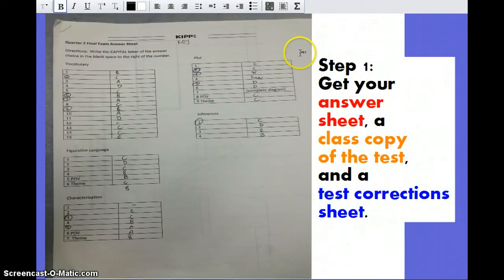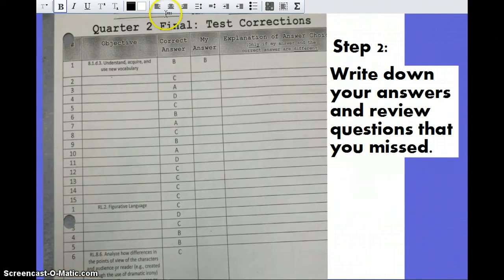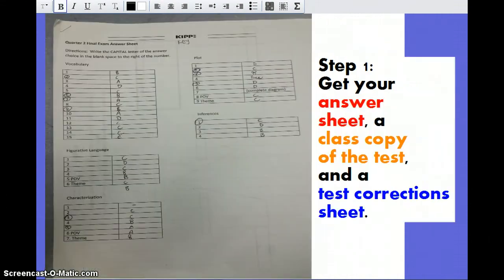So at this point, there are going to be 3 steps. First step, you need to make sure that you have your final exam answer sheet. It looks like this, it says it on the top. You also need your class copy of the test. It says quarter 2 final and it says class copy on the top. You also need a test correction sheet, which says quarter 2 final, test corrections on the top. Once you have those 3 things, you're ready to get started.